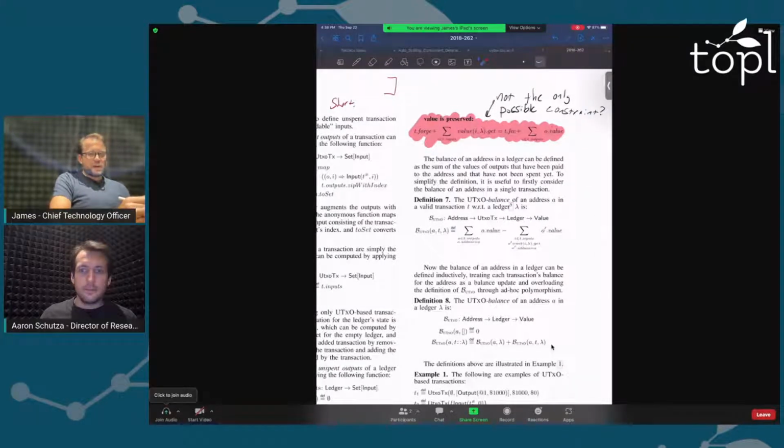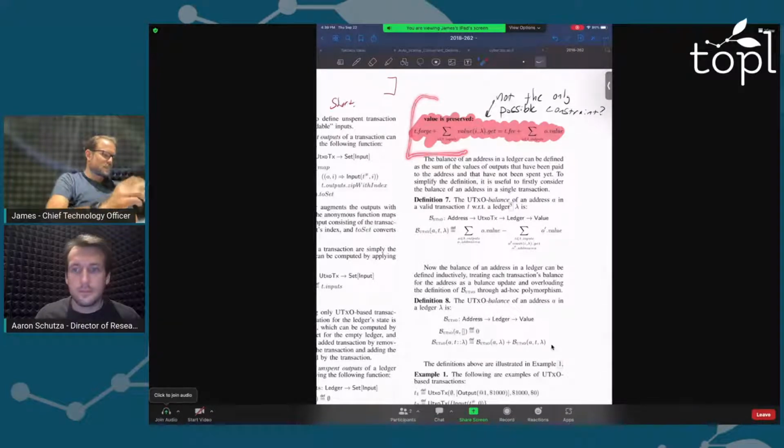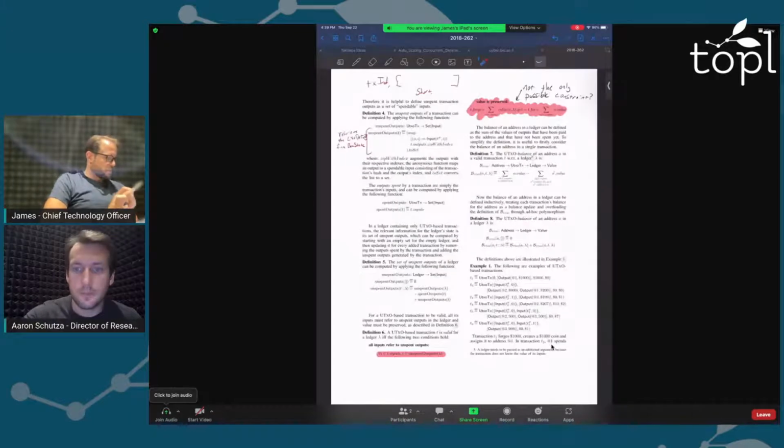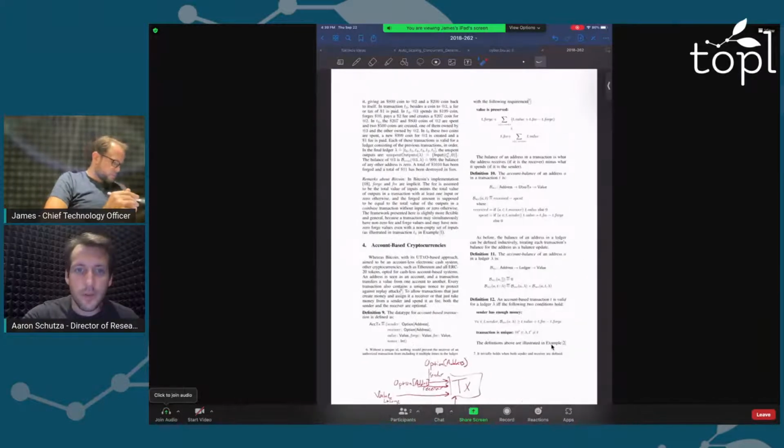It's not the only possible constraint in general. I could find a different arithmetic if I wanted to. But here we are specifically enforcing that the sum of inputs equals the sum of outputs, because we only have a single token system. That's what this part is saying. Okay, next page.